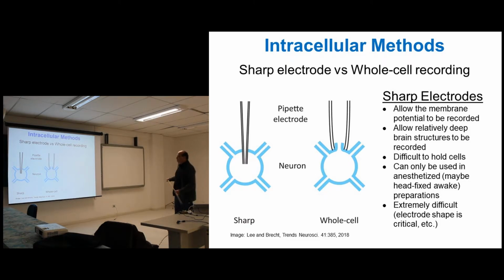whereas the whole cell electrodes are considerably larger. They're something like 3 or 4 microns in diameter, and they work differently. You form a seal with the membrane, which I'll describe in a minute. But first let me talk about sharp electrodes.